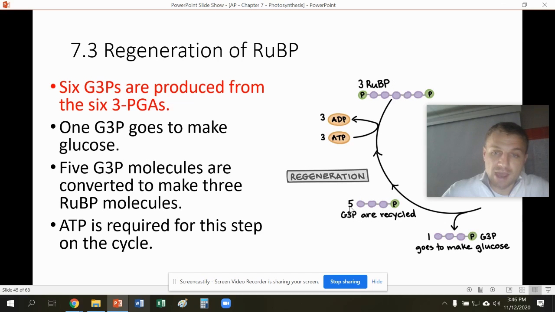Here's where you can do some easy math. 5 molecules of G3P times 3 carbon atoms is 15 carbon atoms. 3 RuBPs that are 5 carbons long, 3 times 5, 15. We have enough carbon here. This is just a recycling cycle. It means it's going to just keep on continuously going on. But the main thing to understand here is you need ATP, which we're going to get from light reactions.